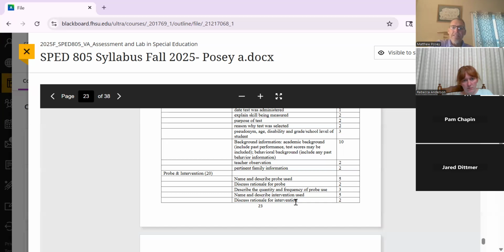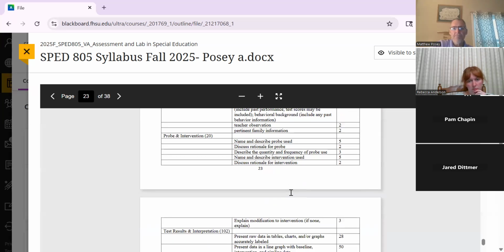Then you're going to talk about an intervention that was used. If you give that probe and you're seeing that score go down each time, that tells us we need to figure out some type of intervention because the scores are declining and not increasing. So you would name and describe an intervention that you would suggest using, and then talk about the rationale for the intervention, why you selected it. Hopefully we see the scores go up, not down. That's the goal.